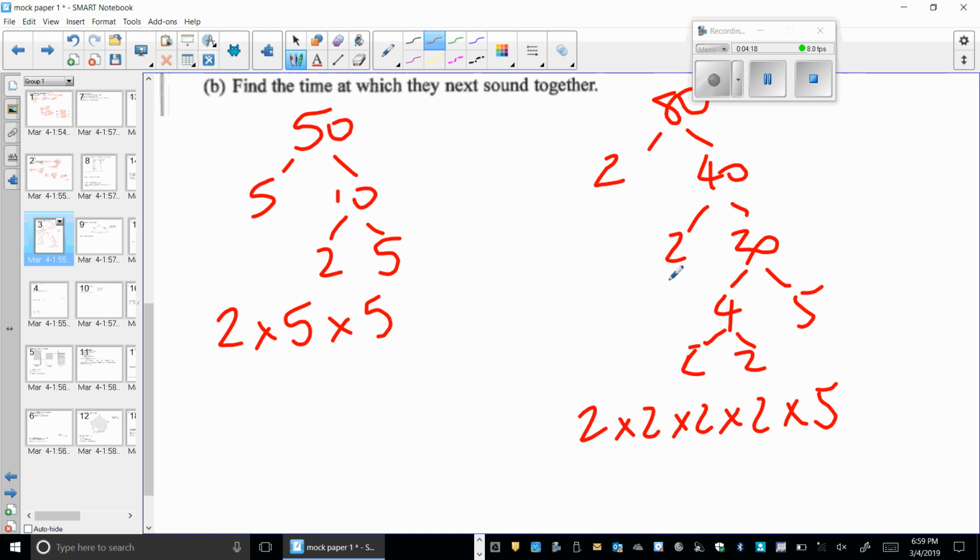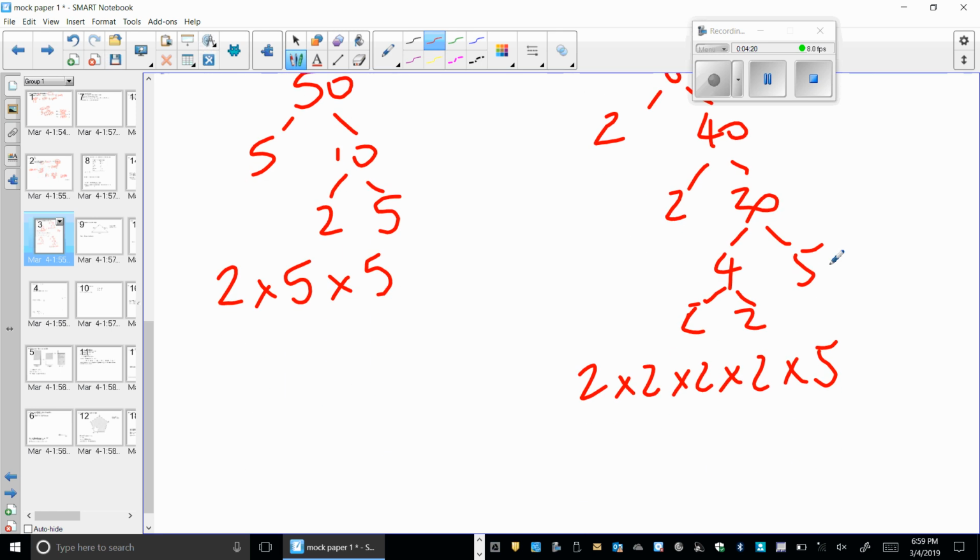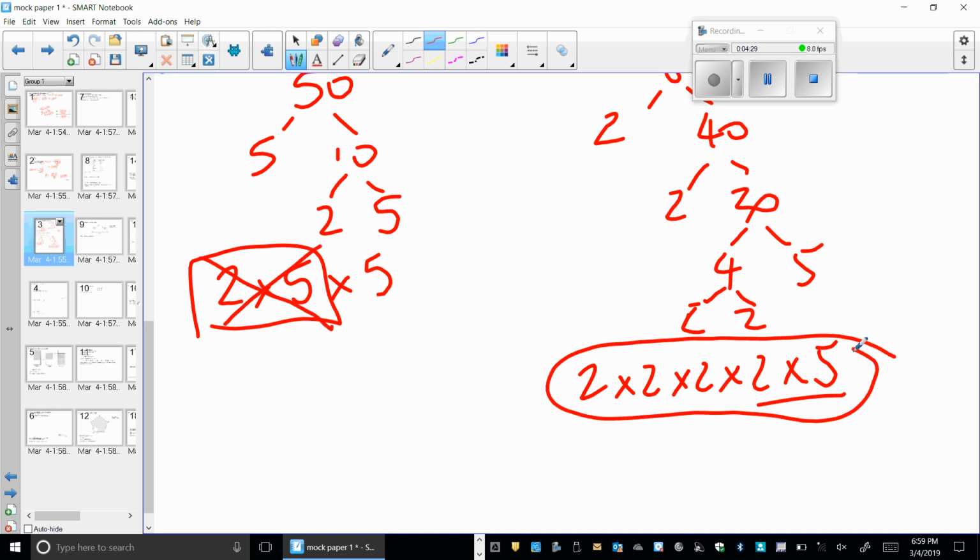So we need to know the lowest common multiple. So we look for common things. That's just a 2 and a 5 that's common. Ignore one set of them, and then we've got this multiplied by 5. So that's 80 multiplied by 5 is 400. So that means in 400 minutes.